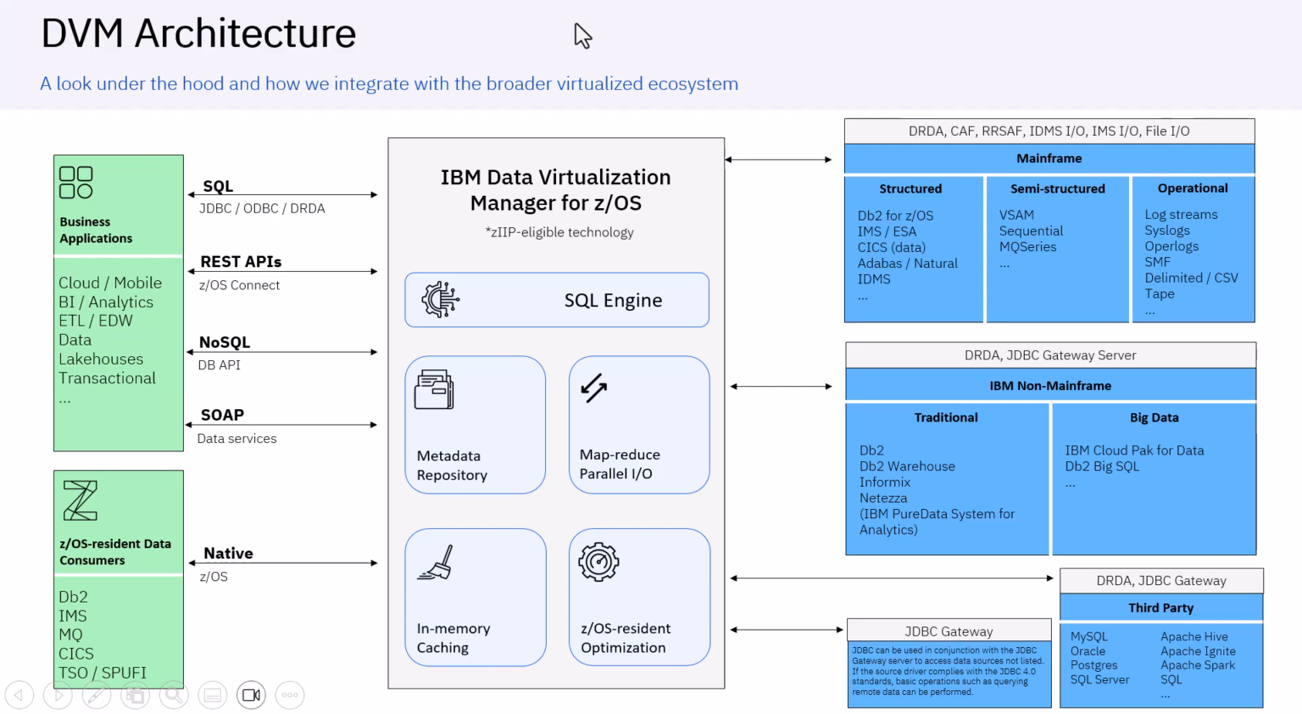On the left, you see the data requesters that are supported by DVM: SQL, RESTful API calls via integration with z/OS Connect, NoSQL, SOAP, as well as native z/OS. This allows you to integrate these different data sources into your modern BI applications, cloud mobile apps, enterprise data lakes, enterprise data warehouses, as well as z/OS resident data consumers such as DB2, IMS, MQ, CICS, as well as Spark. With that, let's move forward and walk through a live demo of virtualizing some data sources.